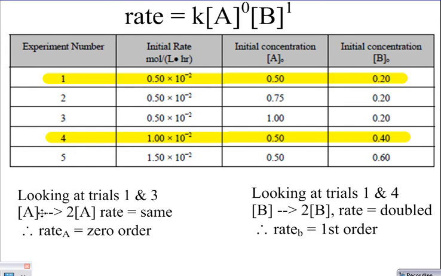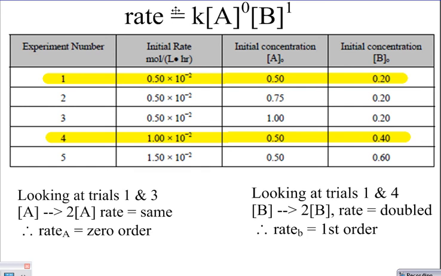So again, looking at trials 1 and 3, where the concentration of A doubled, the rate stayed the same. The rate with regards to A is 0 order. Looking at trials 1 and 4, where the concentration of B doubled, the rate also doubled, therefore the rate with regards to B is first order.